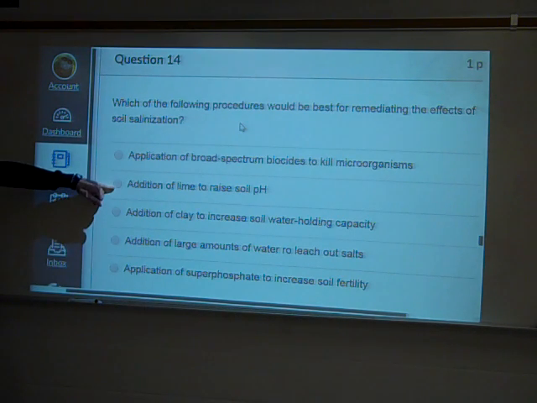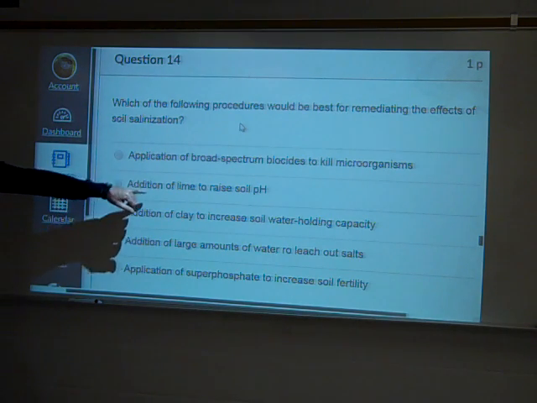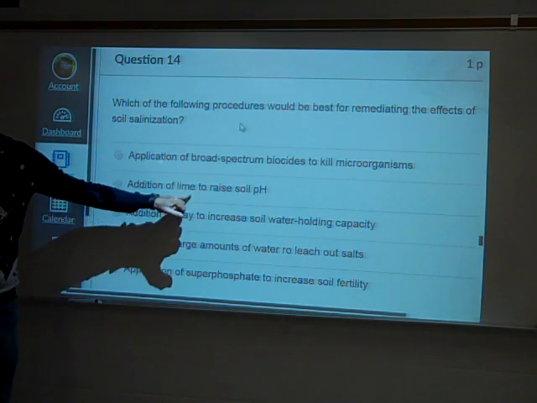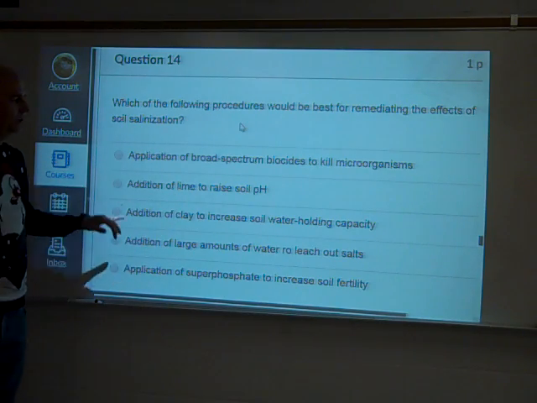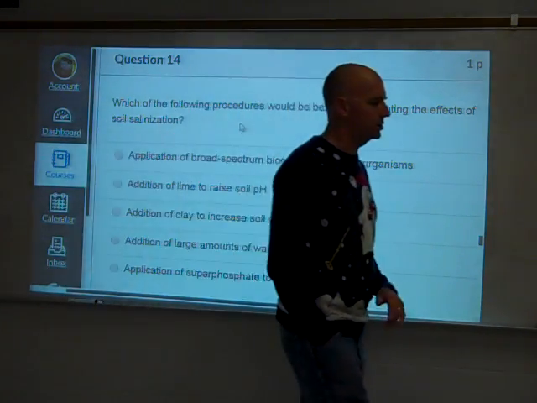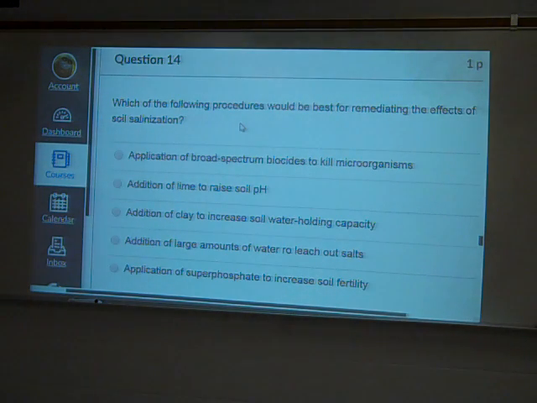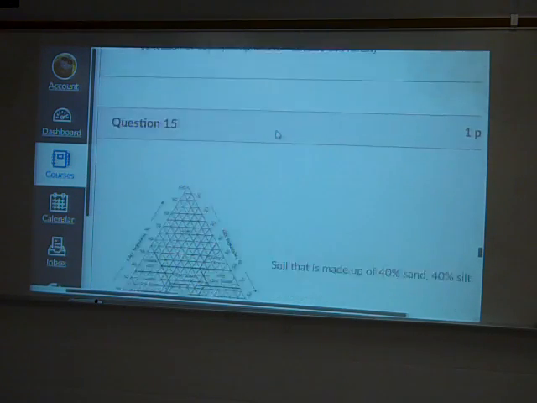Now, the addition of lime to raise soil pH, this was what we just talked about, so just to show you, that's your calcium oxide. If you see that lime there, once again, not the fruit, but the chemical. So that goes back to the question we just did a minute ago, but that would be for remediating this acid precipitation. So this is what you do if you have soil salinization.